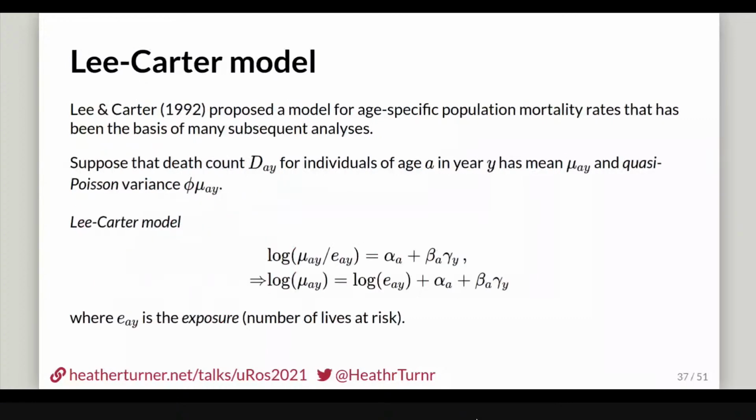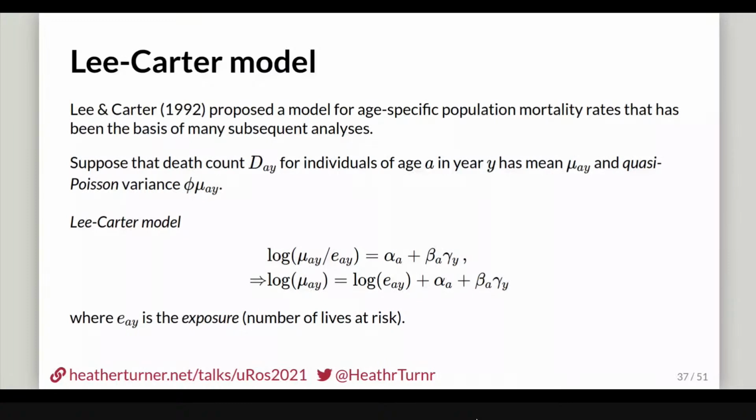So Lee Carter proposed a model in 1992 for age-specific population mortality rates, and this has been used quite a lot in subsequent analyses. So the model is this. We suppose that the death count, D_AY, for individuals of age A in year Y has a mean, mu_AY, and quasi-Poisson variance, phi times mu_AY. And this is because we expect over-dispersion in mortality data.